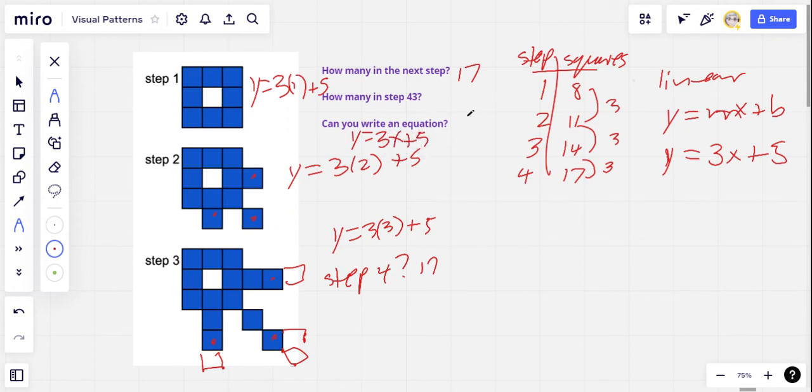Now, all we have to do is find how many there are in step 43, and we can use this equation to do that. So y equals, and what we'll do is plug 43 in for x: 3 times step 43 plus 5. All right, 3 times 43, well, 3 times 40 is 120. And 3 times 3 is 9, so that's 129, plus 5. So that should be 134 blue squares in step 43.